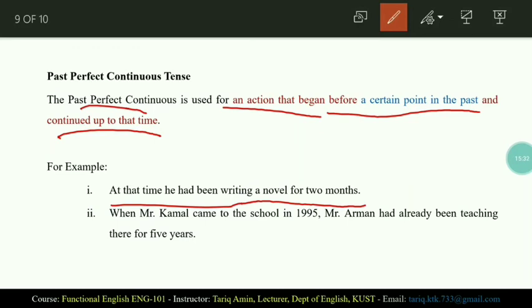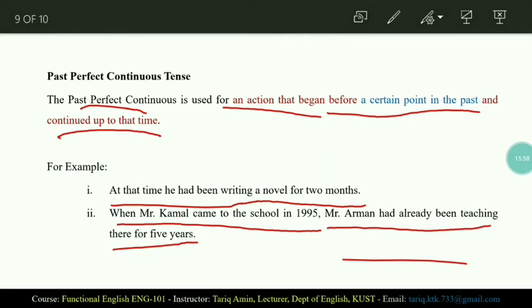The second example is when Mr. Kamal came to school in 1995, Mr. Rahman had already been teaching there for 5 years. So this is past perfect continuous tense, and it is used to indicate an action that began before a certain point in time and continued up to that time. That was all about today's class.